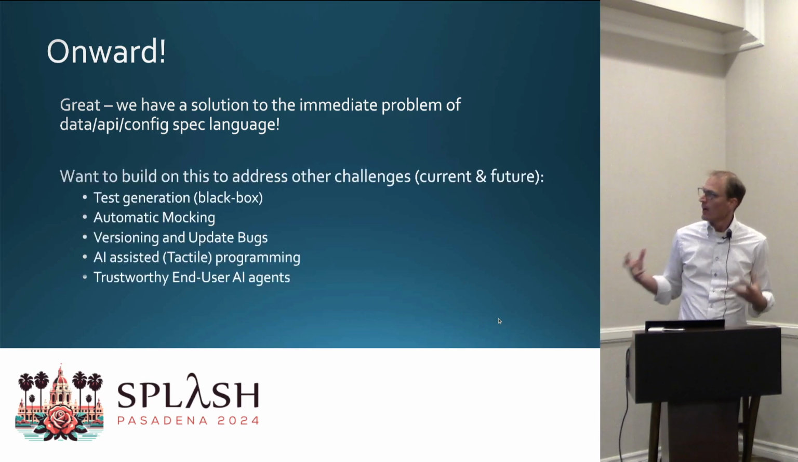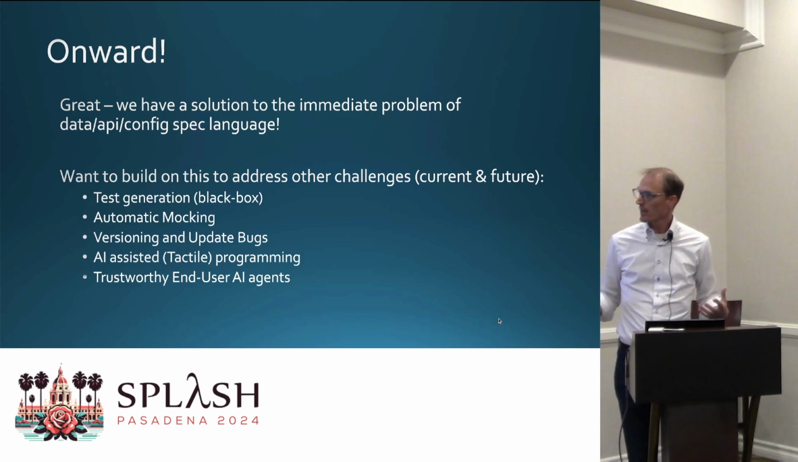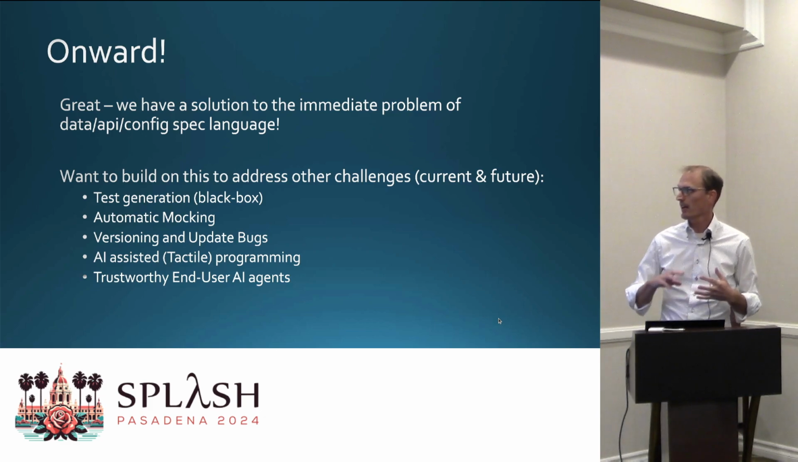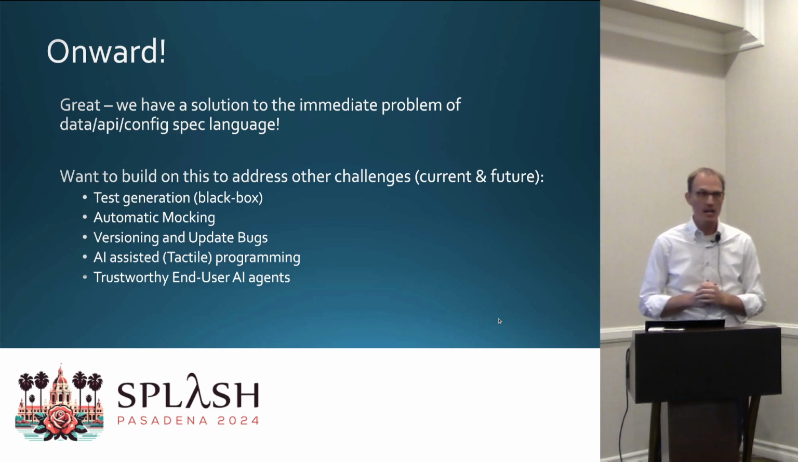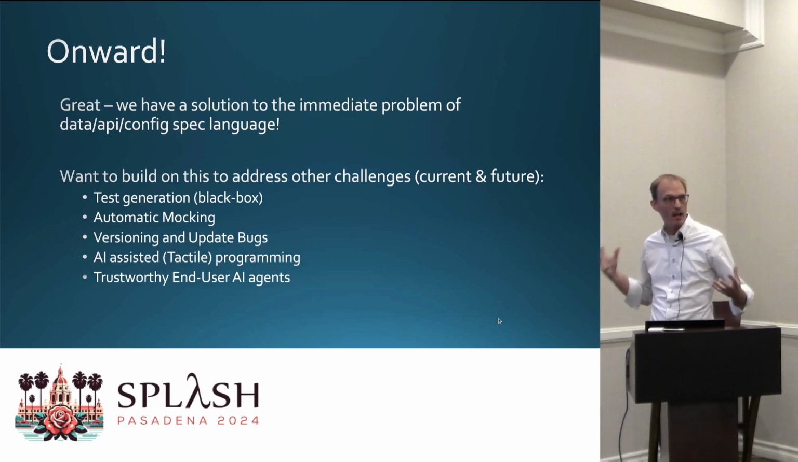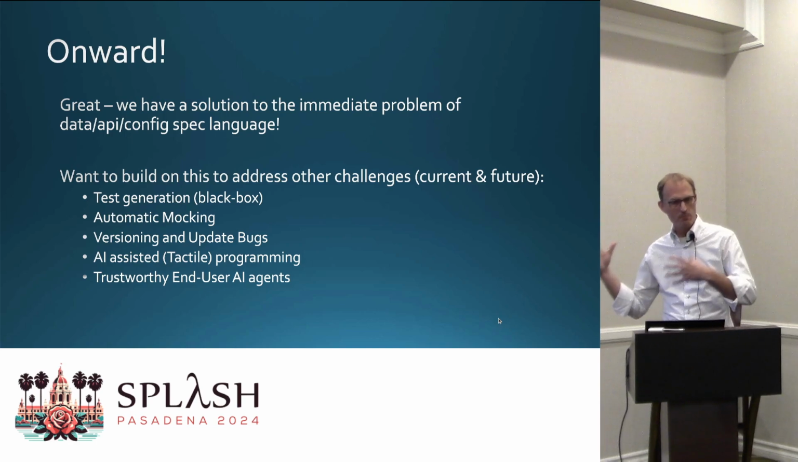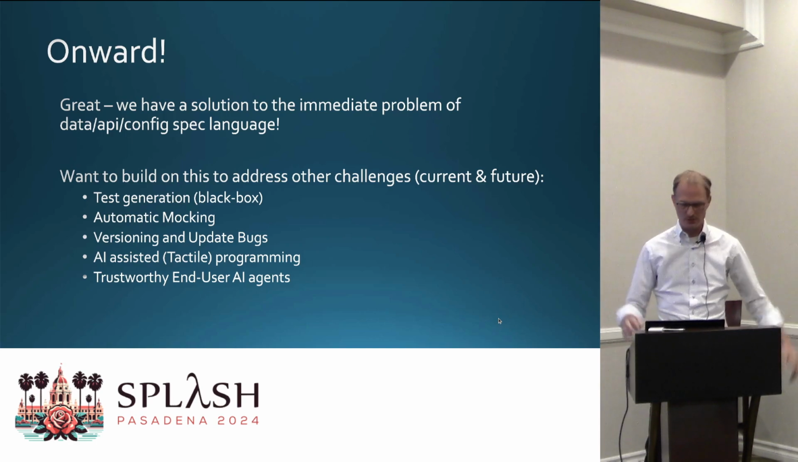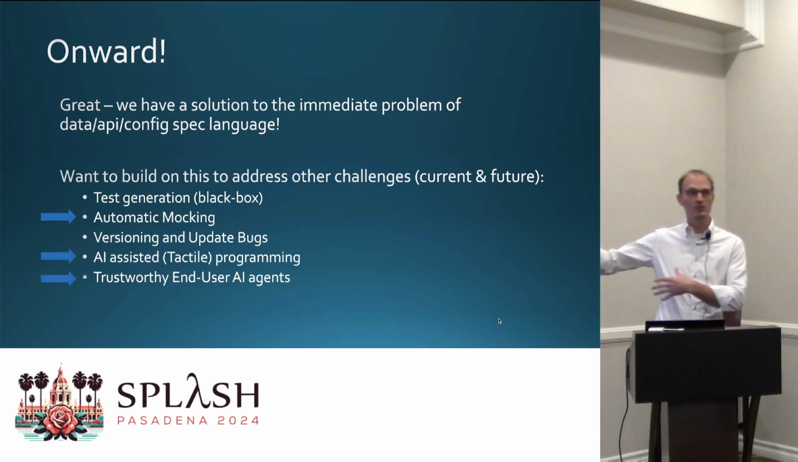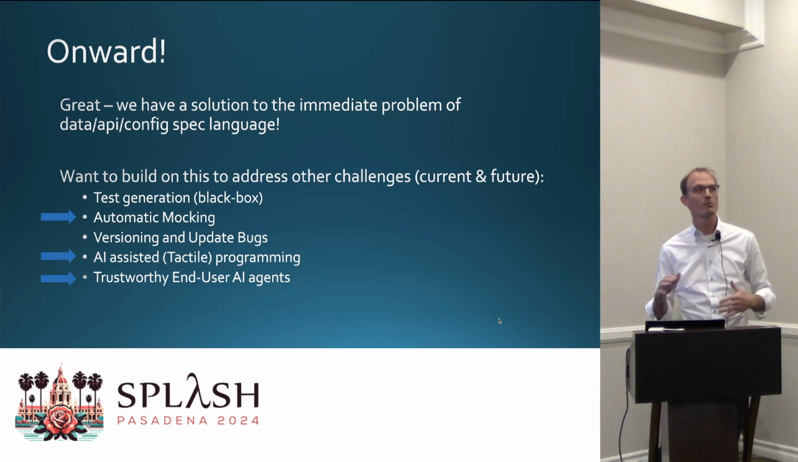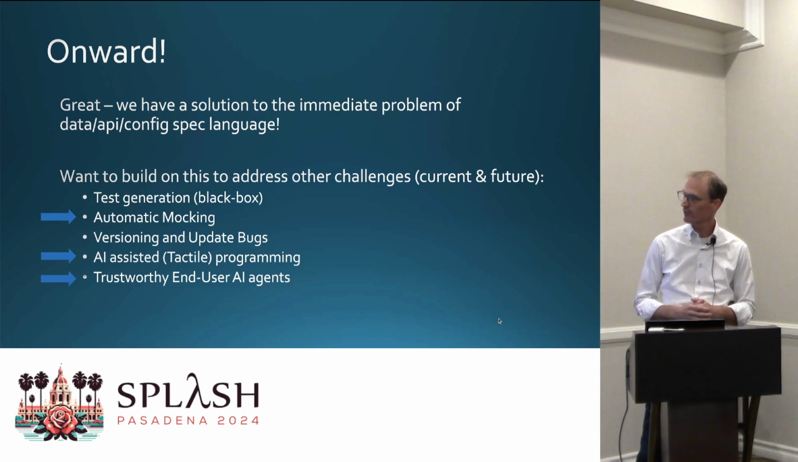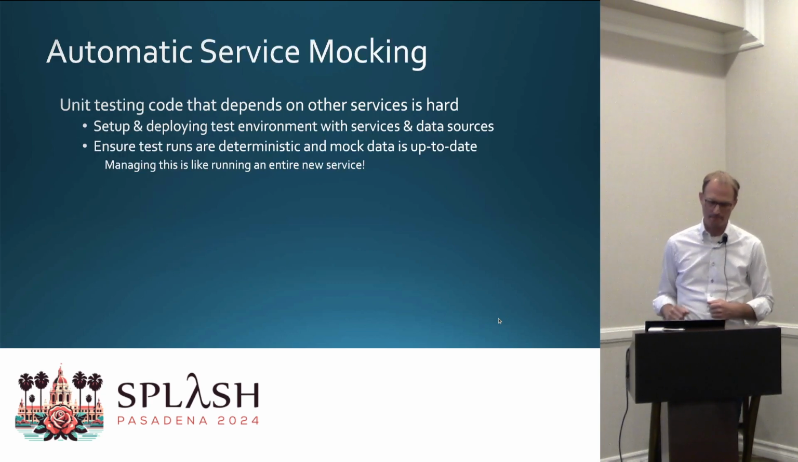But we'd really like to build on this to address other challenges, right? So when I'm setting up a service, I got to deal with testing, I got to deal with mocking, I got to deal with versioning. I'd really like to make it AI accessible, right? So how do we build on this, bringing PL concepts to data to enable some of these scenarios? I don't have time to dive into all of them, but I'm going to hit 3 that we've sort of done some prototype work on just to give a bit of flavor of this. So let's talk about mocking.